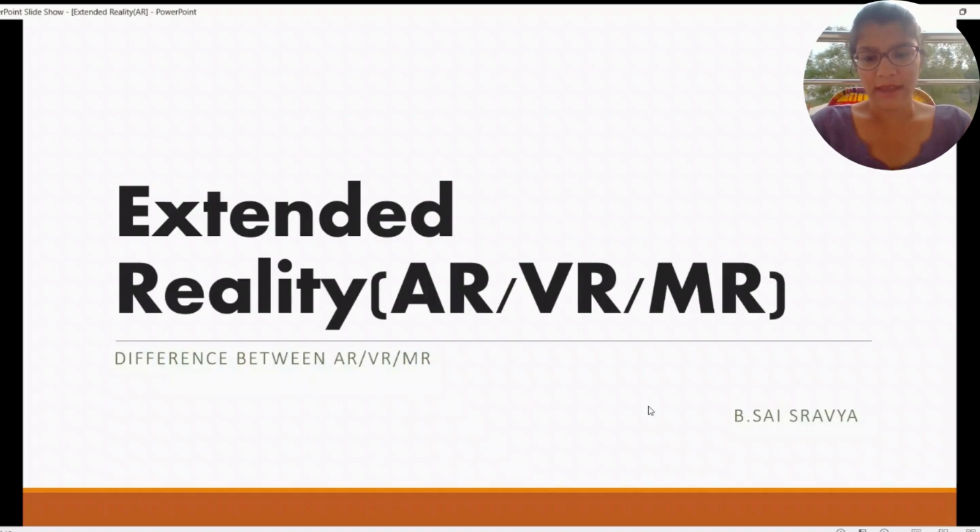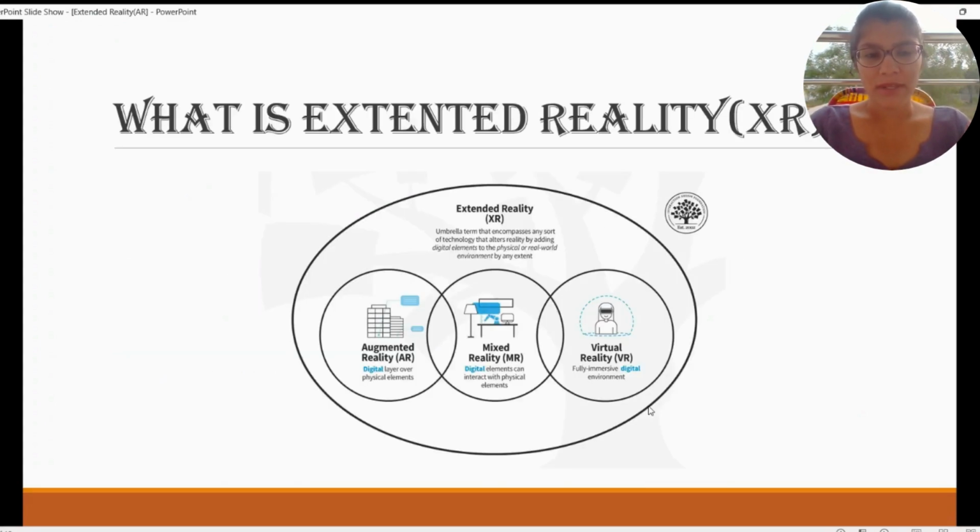What is extended reality and the differences between AR, VR and MR. Let's get into the topic. What is extended reality? It is the umbrella term that is a combination of AR, MR and VR. Here in this image, as you can see, AR, MR and VR are the subsets of extended reality.